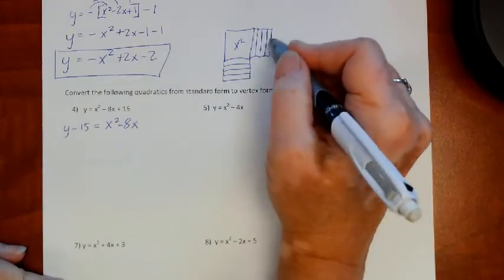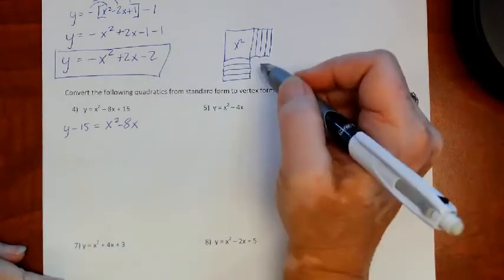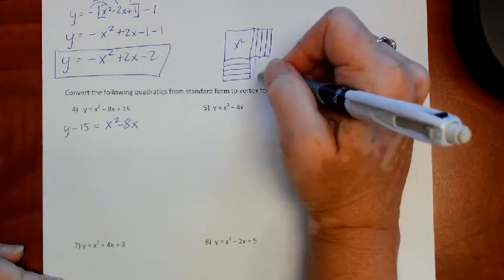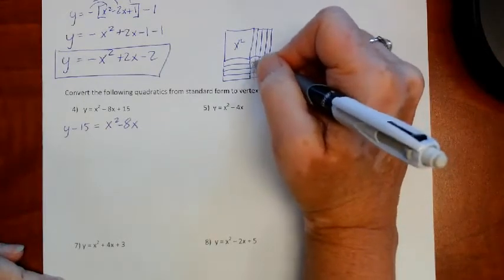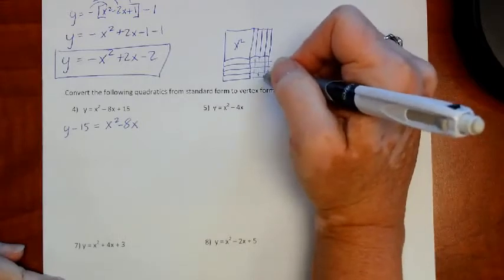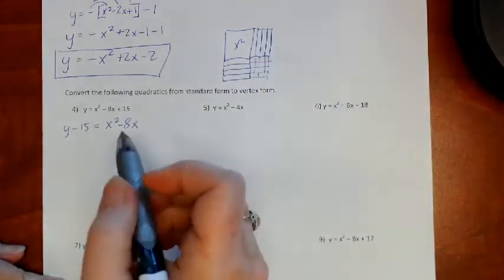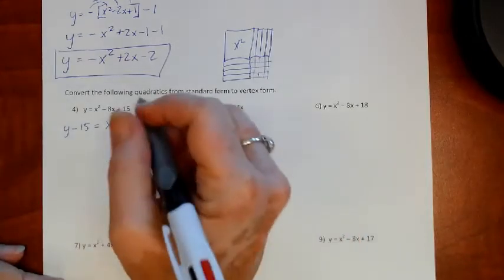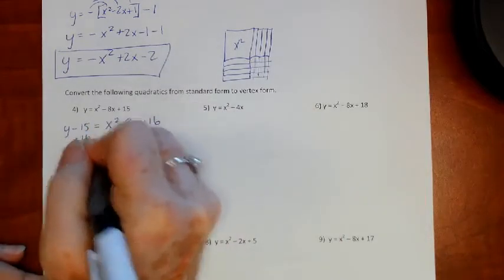Trust me, I don't draw these all the time. So these long skinny ones are my x tiles. And then I want to know how many little ones tiles are going to fit inside here to make a perfect square. I could count them, but I know that there's going to be 16. So you take half of this and square it. That's where I'm getting my 16 from. And I'm going to add 16 to both sides.